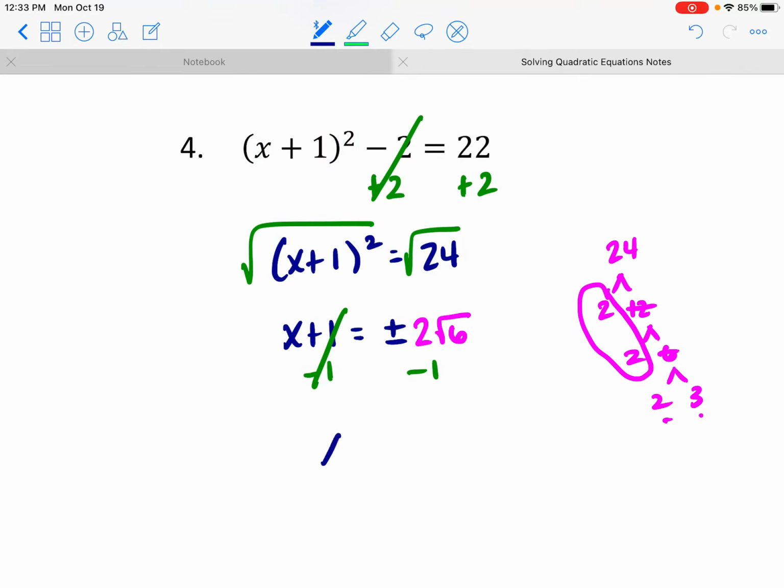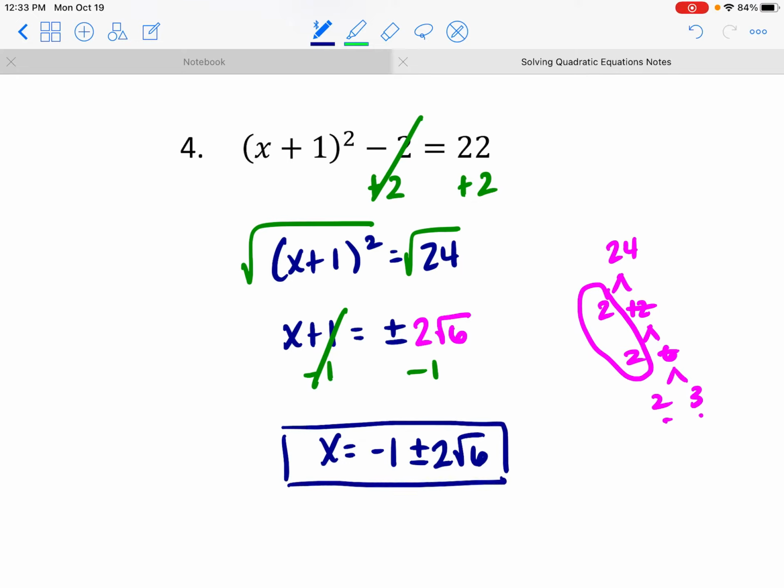And these, again, are not like terms. I can't really subtract 1 from a 2 radical 6. I can only add and subtract like radicals, remember? So the negative 1 is going to stay separate from the plus or minus 2 radical 6. So this is two irrational solutions. They're real solutions. They're ugly.